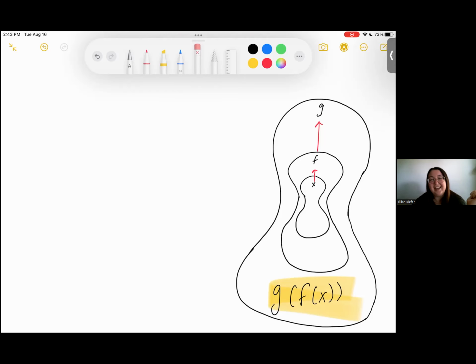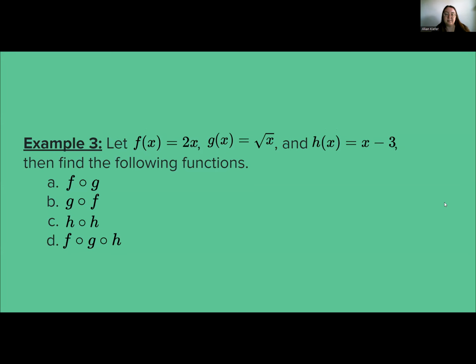So let's go ahead and do an example so we actually see how this has worked out. All right, so we're going to go ahead and do example 3. We're going to let f of x be equal to 2x. g of x is going to be the square root of x. And h of x is going to be x minus 3. So we're going to find the following functions. Part A, we're going to find f of g. Part B, we'll reverse that and do g of f. Part C, we're going to do h of h. So we're going to see that double evaluation of itself. And then lastly, part D, we're going to have f of g of h. So let's go ahead and go over to our notes to work this out.